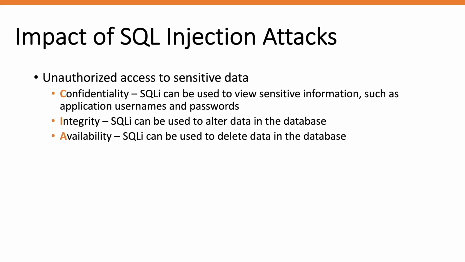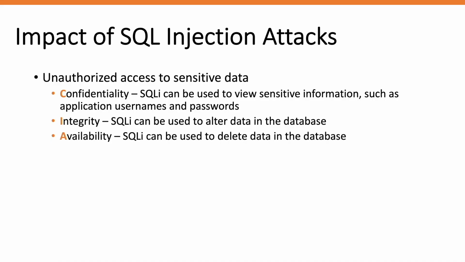In terms of confidentiality, some SQL injection vulnerabilities will allow you to view sensitive information, such as usernames and passwords, so the application's usernames and passwords. And that's an example of how you impact the confidentiality of an application by accessing information that you shouldn't have access to. In terms of integrity, some SQL injection vulnerabilities will allow you to alter data in a database.